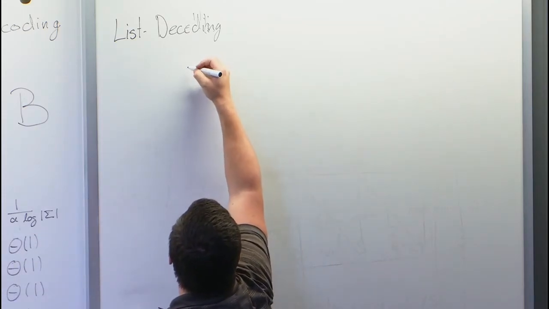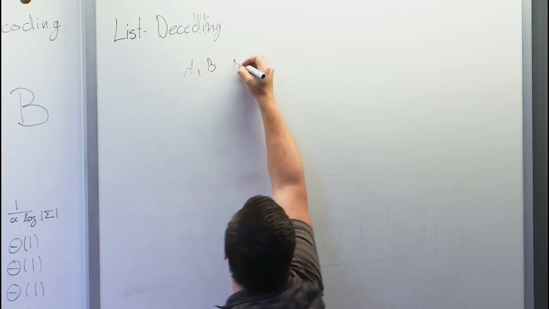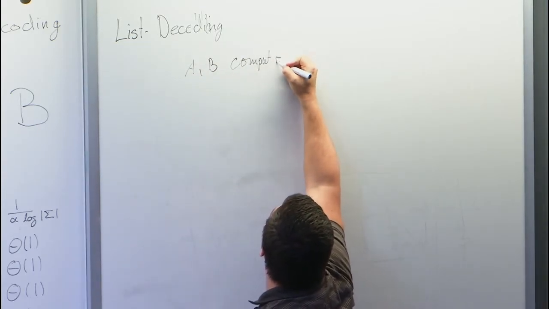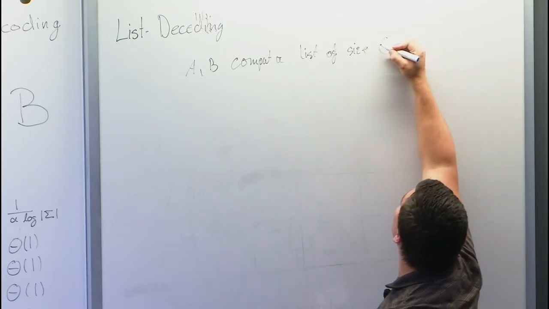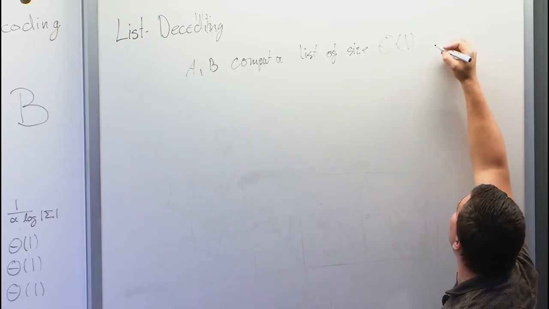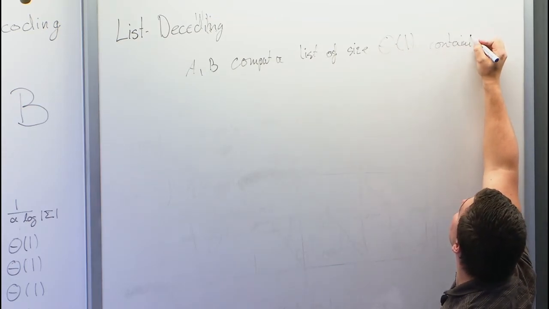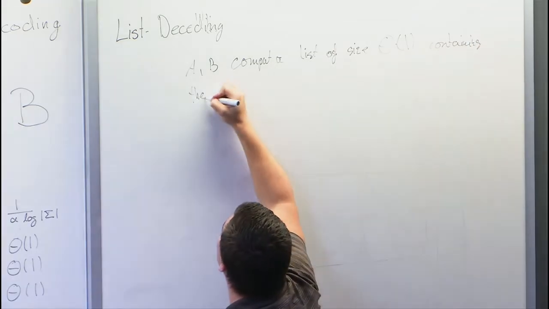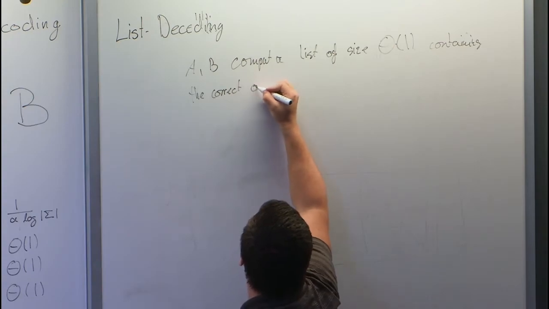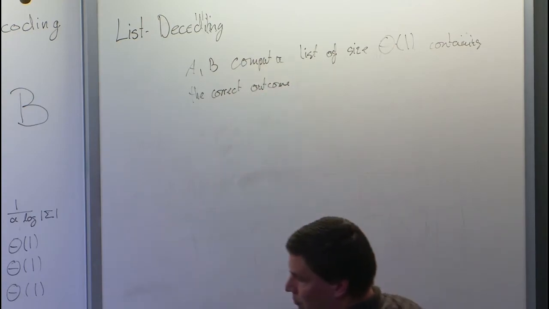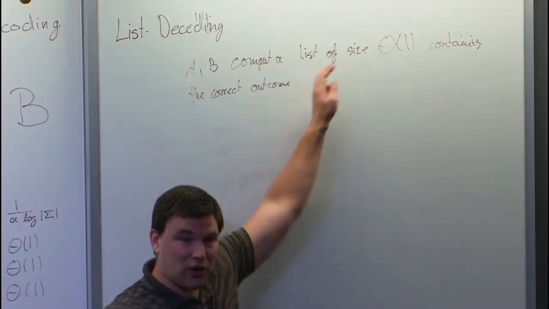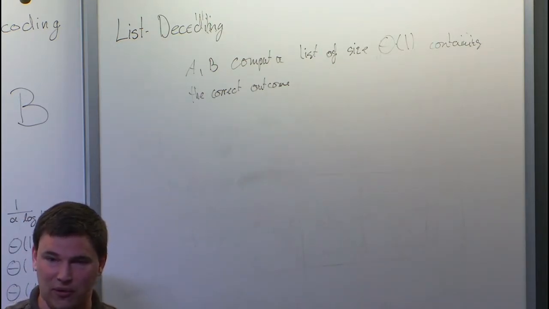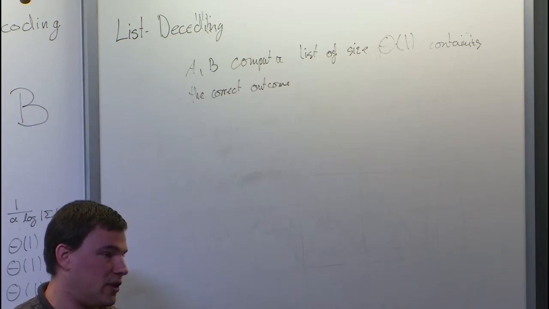So Alice and Bob compute a list of constant size containing the correct outcome. And if you think of this binary tree in the end, basically each outcome corresponds to a leaf. So I'm just going to output a constant number of leaves. One of them should be the correct one. Is the definition of list decoding clear?